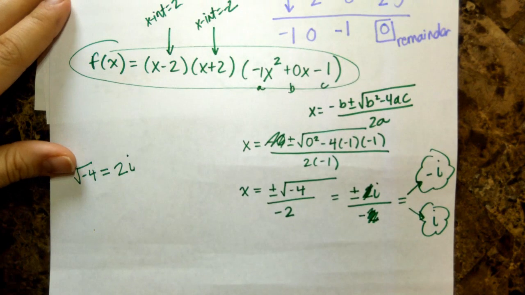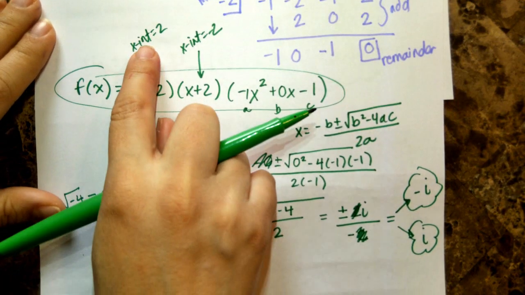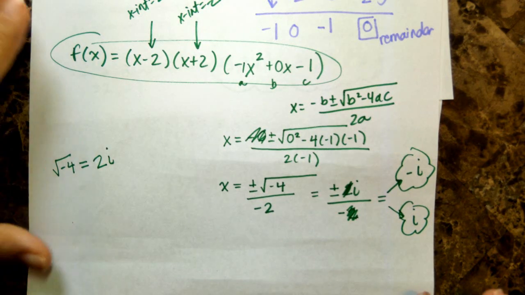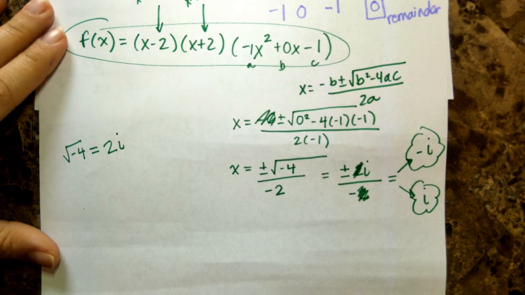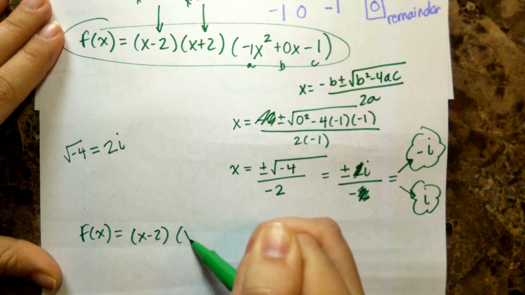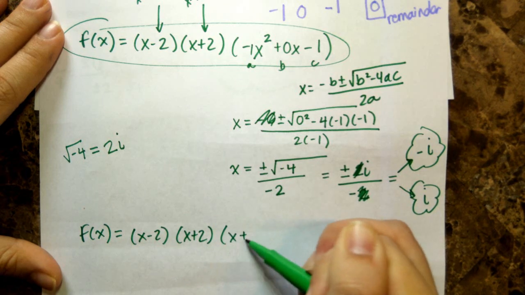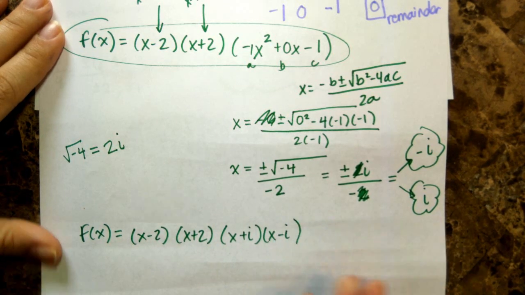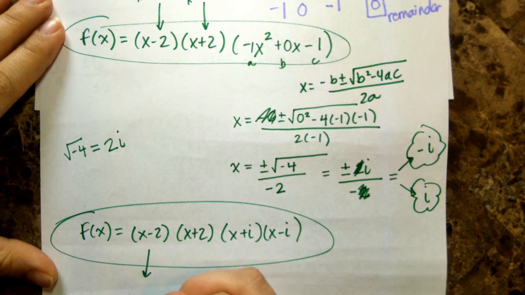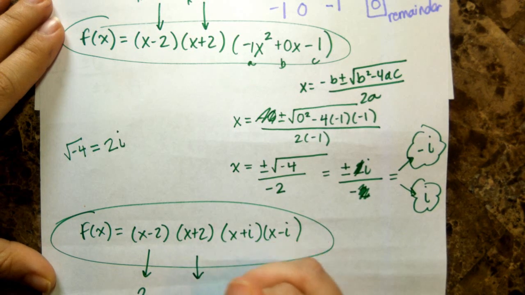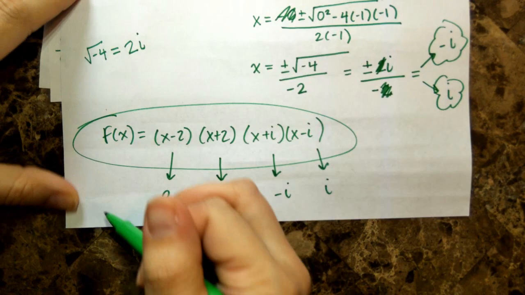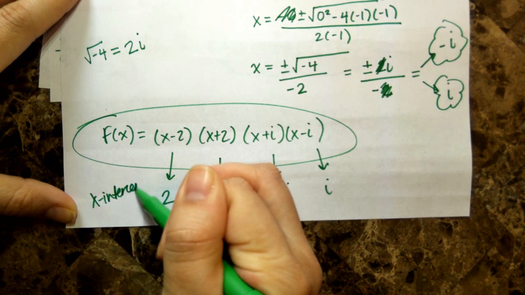So we have now found all of the x-intercepts. One of them is 2, one is negative 2, one is negative i, and one is i. There's a total of 4, so those are our 4 x-intercepts. If you want to write it in factored form, you could: x minus 2, x plus 2, x plus i, x minus i. But that just means you have a total of 4 x-intercepts, or zeros: positive 2, negative 2, negative i, and positive i.